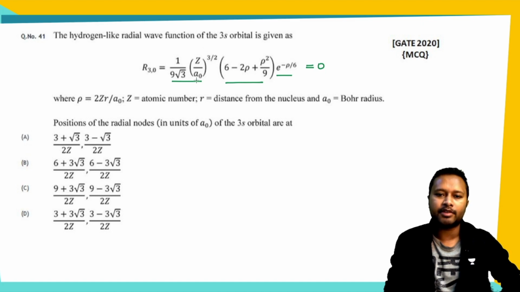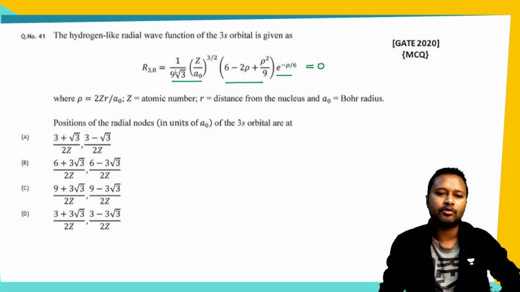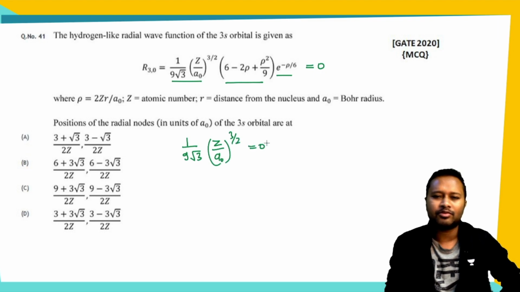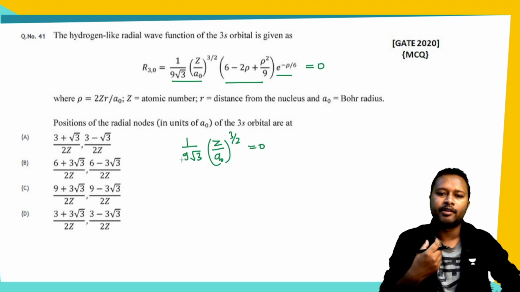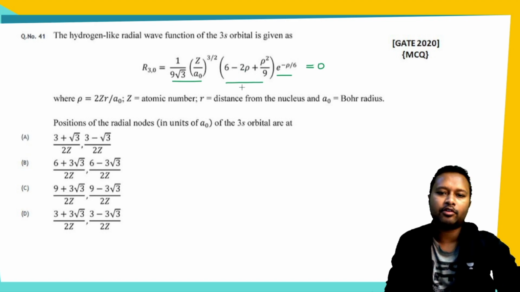So let's start from this particular part. If this particular part is equal to 0, will it make any sense to us? No, it does not make any sense to us, because there is no r here. There is no value of r. So you will just get 1 upon 9 root 3 and z upon a naught whole to the power 3 by 2 equal to 0. All the things over here are constant, so it cannot be 0 basically. Its value will be some constant value, right? So that means you have to look for these two parts. You are just left with these two parts.